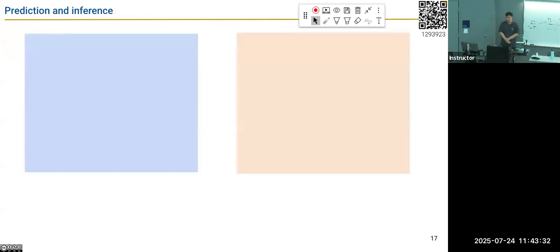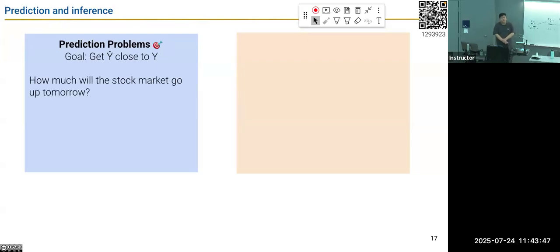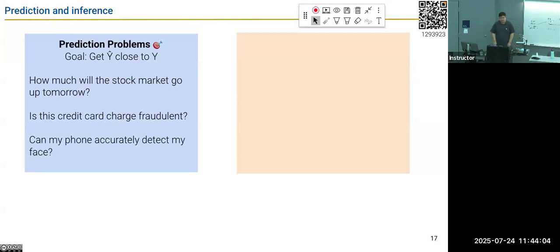Okay, so just to compare, for prediction problems, which we have been doing in Data 100, the goal is always just to get your predictions, your Y hats, as close to the response Ys as possible. So questions like: how much will the stock market go up tomorrow? You're predicting the price of stocks. Is this credit card charge fraudulent? The answer is yes or no, and you're trying to have the correct guess. Can my phone accurately detect my face? Your Face ID.